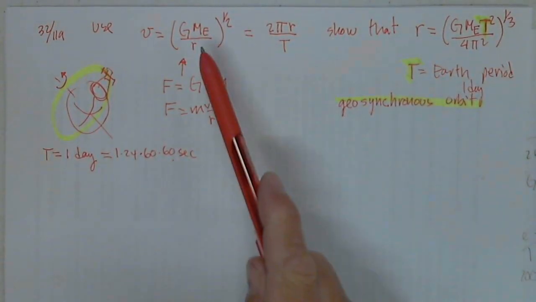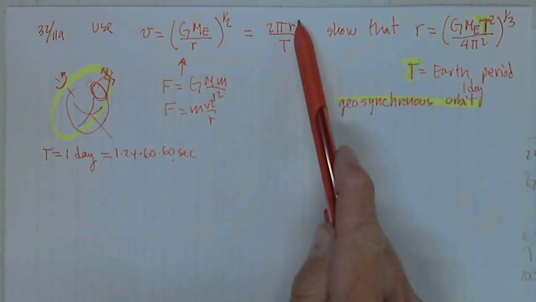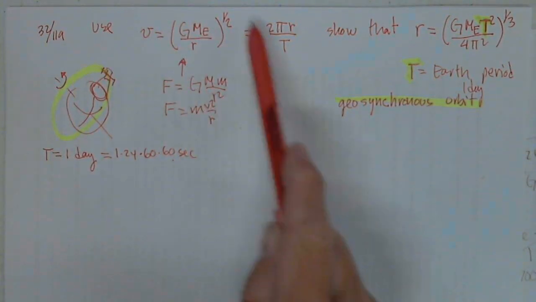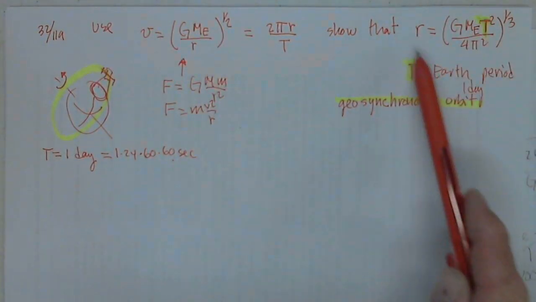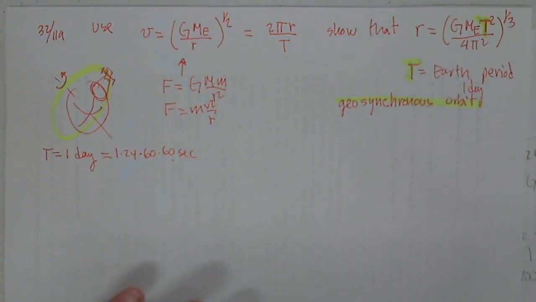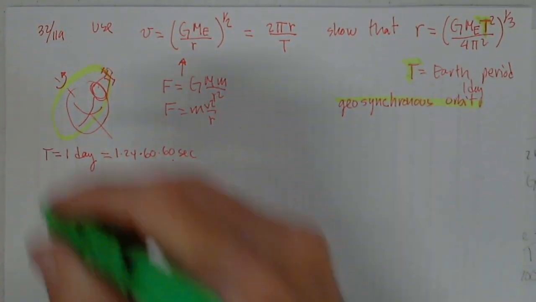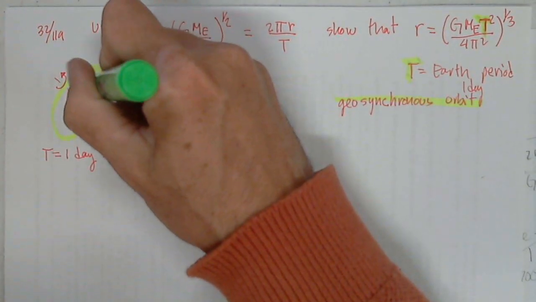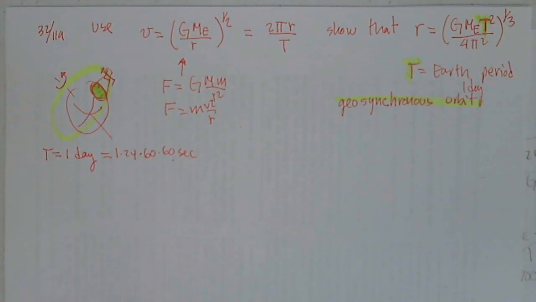We got r on the left hand side, r on the right hand side, and we need to do algebra to prove this equation that is very important for communication satellites. So in that case, the satellite is always pointing at the same spot on the planet. It's very important for military application and for weather application, communications, everything.